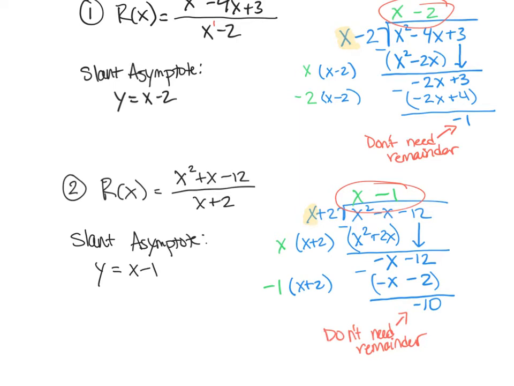And there you are. There are a few other things about slant asymptotes, like for instance, when you're trying to find the slant asymptote intersection points, but we're not going to go into that.